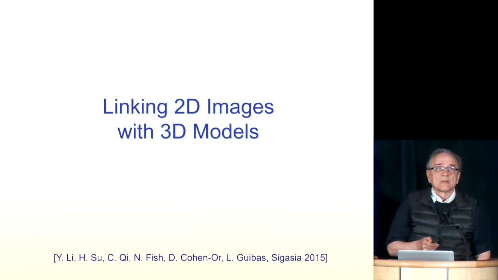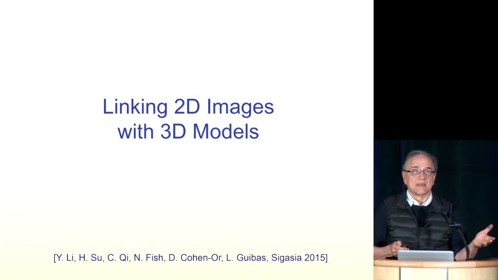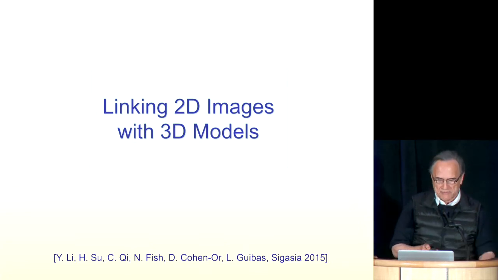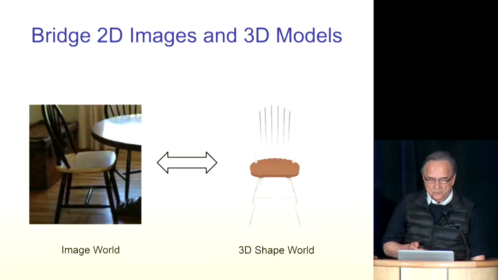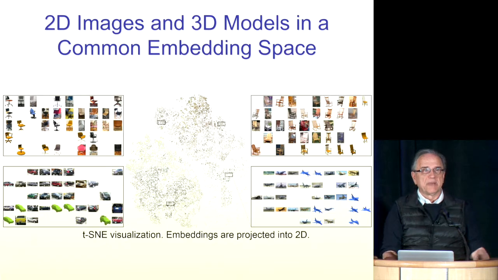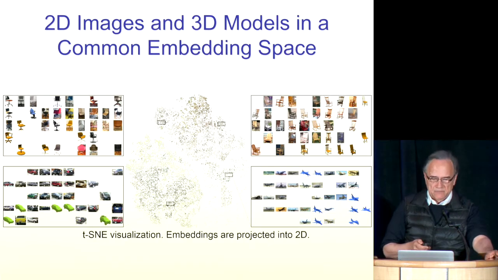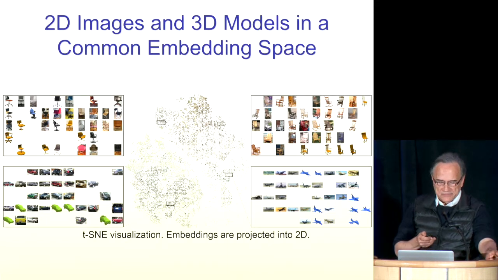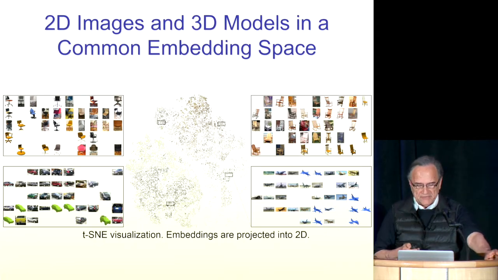Now, a key part of this effort is linking different modalities together. I will briefly talk about linking 2D and 3D, because they are quite different. And we do so by trying to embed both into a common embedding space, so that images and 3D models live jointly in a common space.